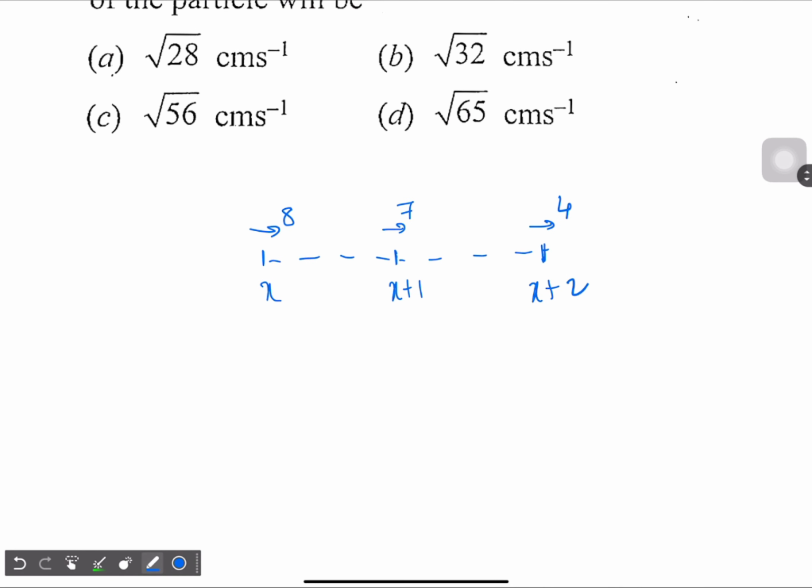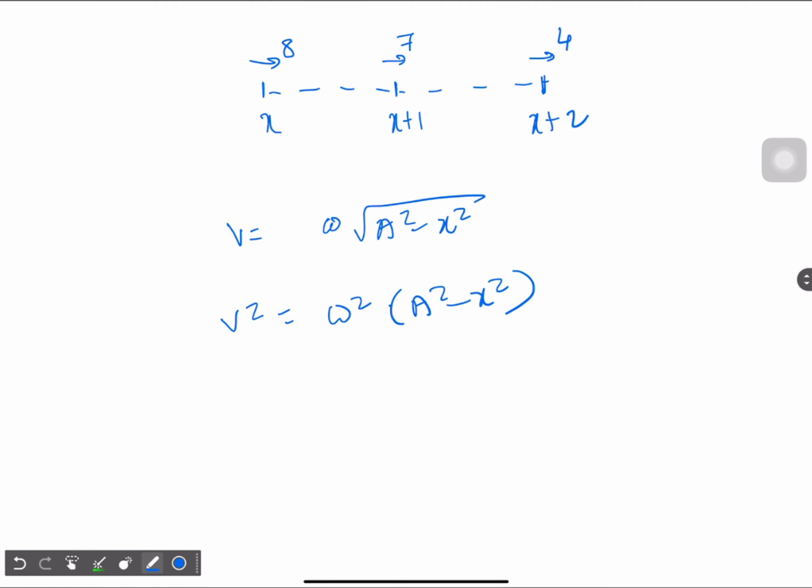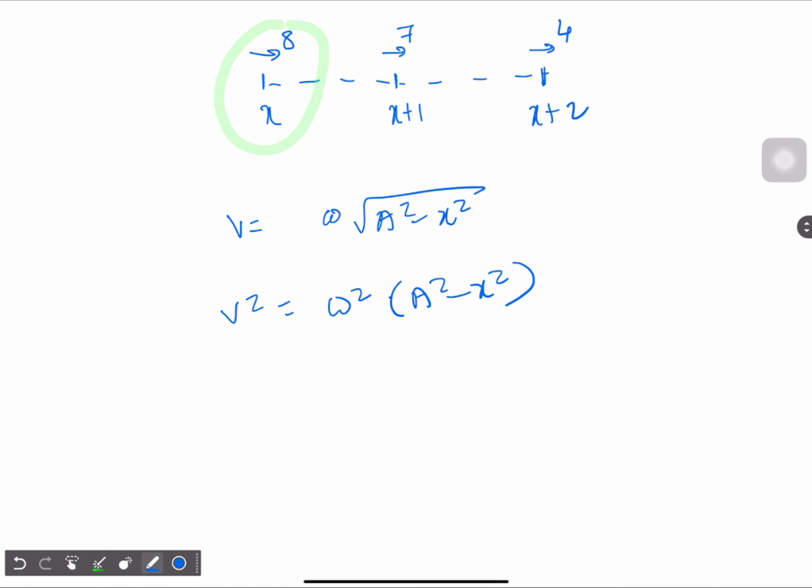let's use the formula for velocity. So velocity is given by A omega times root of a square minus x square. Okay, so v square will be equal to omega square times a square minus x square. Now in first case, what do we have? V square is 64. So 64 by omega square equal to a square minus x square.